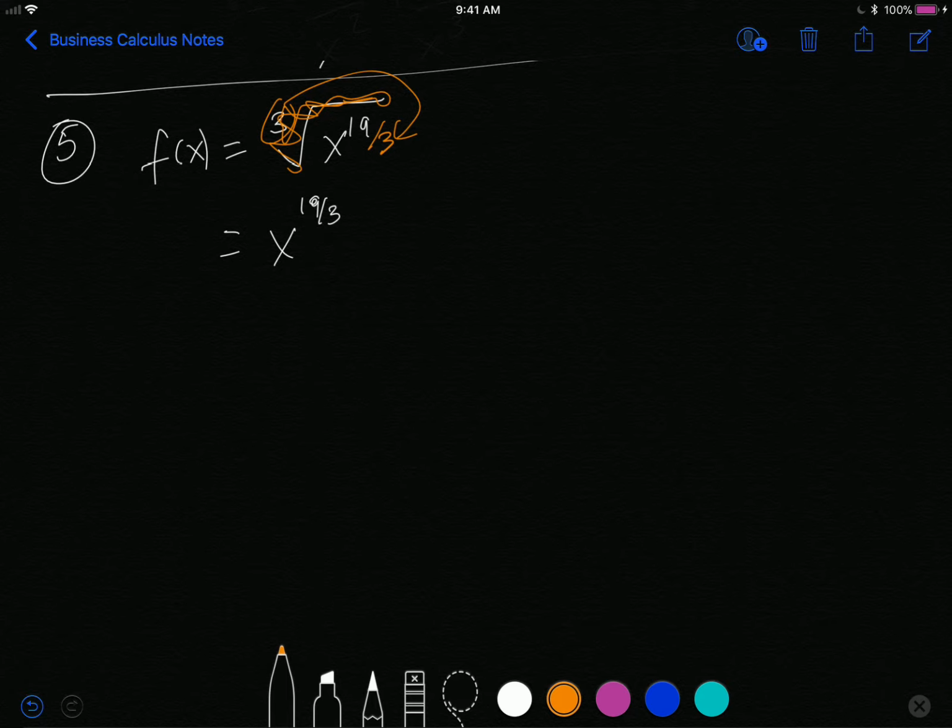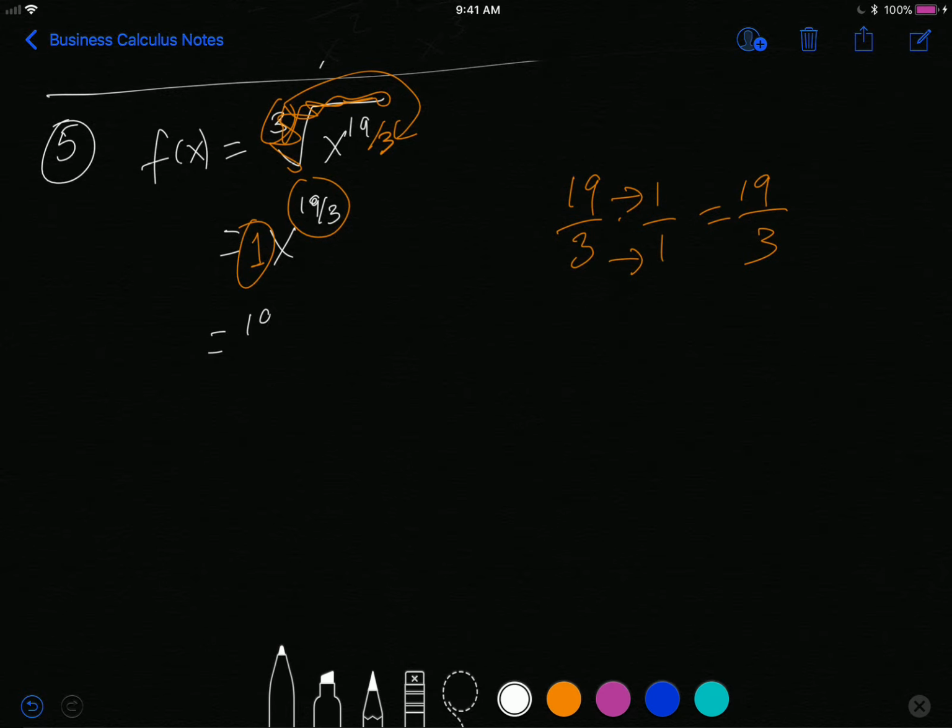Of course, you then have to multiply. And you have to remember there's an imaginary 1 in front right here. And so I'm multiplying 19/3 times 1. 19 over 3 times 1. You make it a fraction, 1 over 1. And then you multiply across. 19 times 1 is 19. 3 times 1 is 3. And so this is equal to 19 over 3 x. And now I've got to find that power.